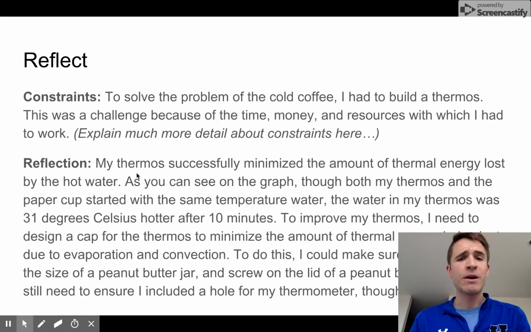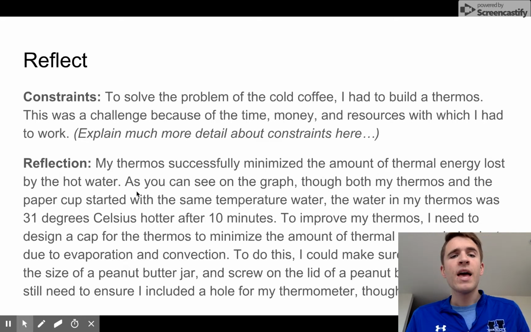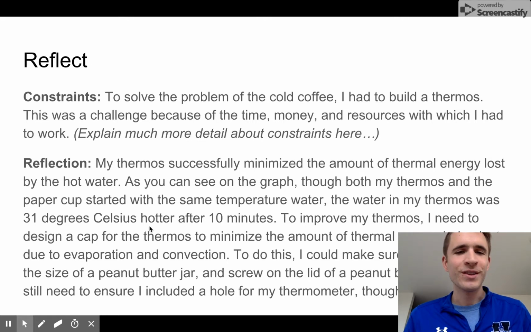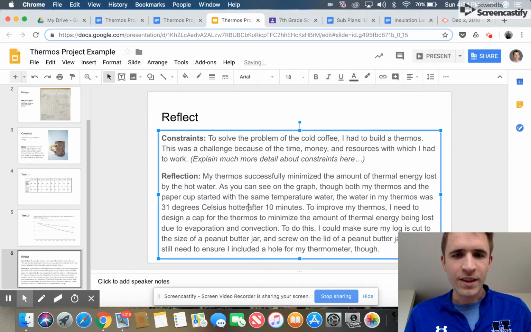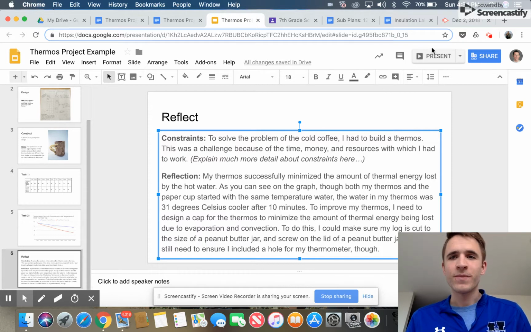I said my thermos successfully minimized the amount of thermal energy lost by the hot water. My tests revealed that it did pretty well. As you can see in the graph though, both my thermos and the paper cup started with the same temperature water. The water in my thermos was 31 degrees hotter after 10 minutes. Ooh, I should say 31 degrees cooler. Let me quick fix that actually. It was 31 degrees cooler after 10 minutes, right? It didn't get hotter. 31 degrees cooler after 10 minutes.